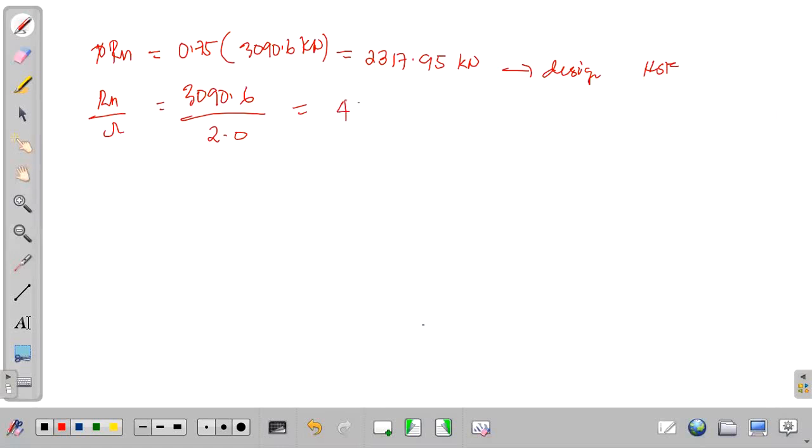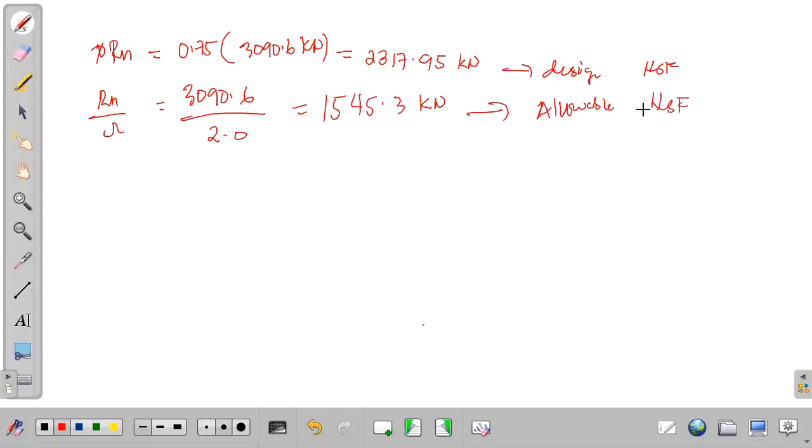1545.3, ma'am. 1545.3 kilonewton. So this is now our allowable tensile strength against NSF or net section fracture. So ito na yung sagot natin for the net section fracture.